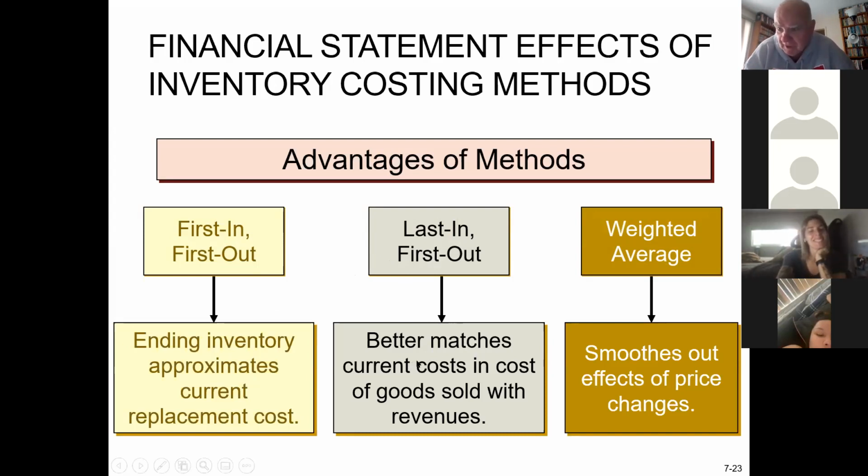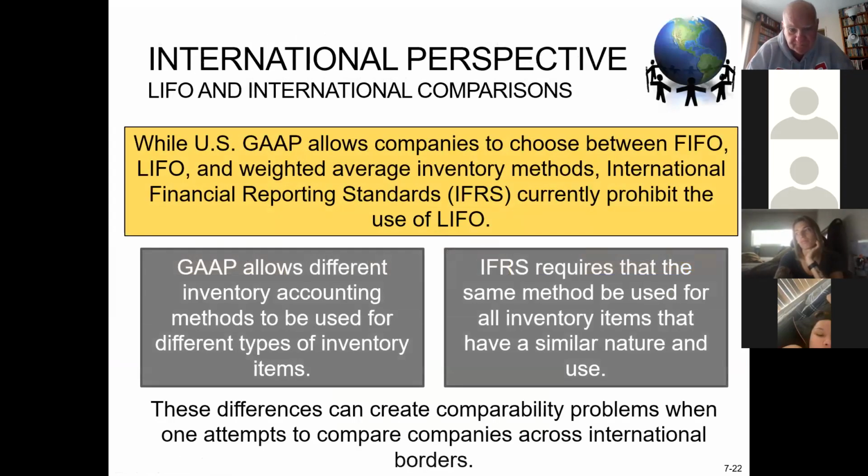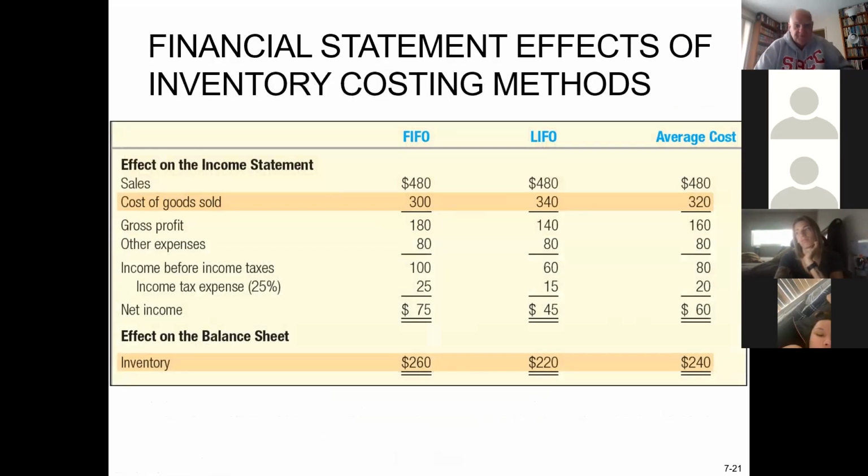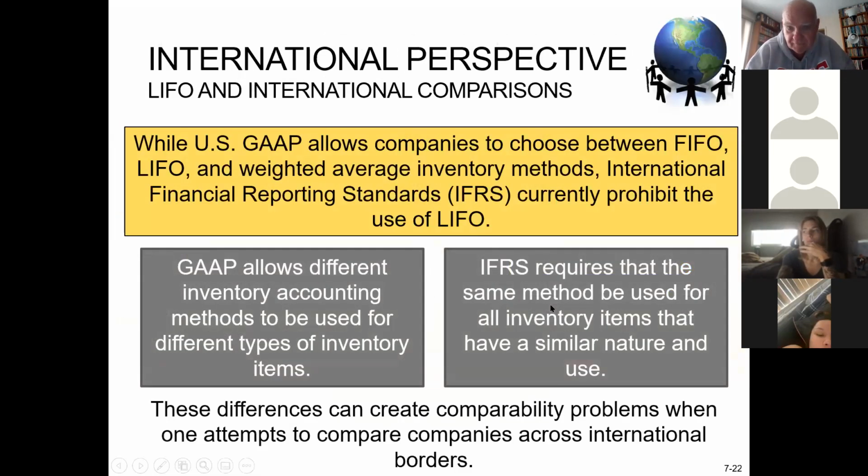Okay, last in, first out, you are going to come up with lower income and thus lower taxes. Let's take a look at this here. The net income was 75 versus 45. That's a 30, let's call it what it is, a $30 million difference. $30 million difference, 30% tax rate. This company here saved $9 million in taxes. That's one big benefit of LIFO, huh?